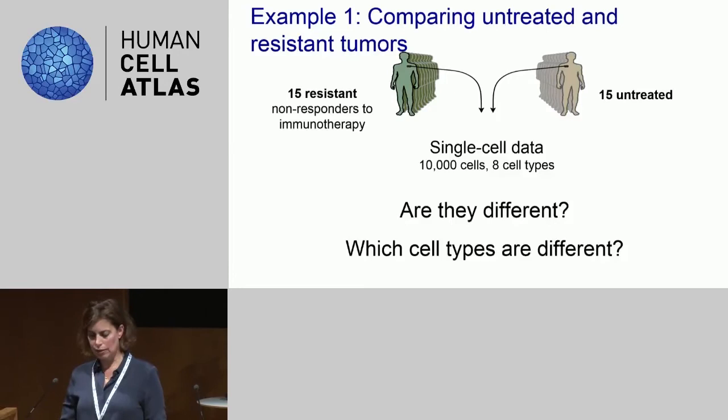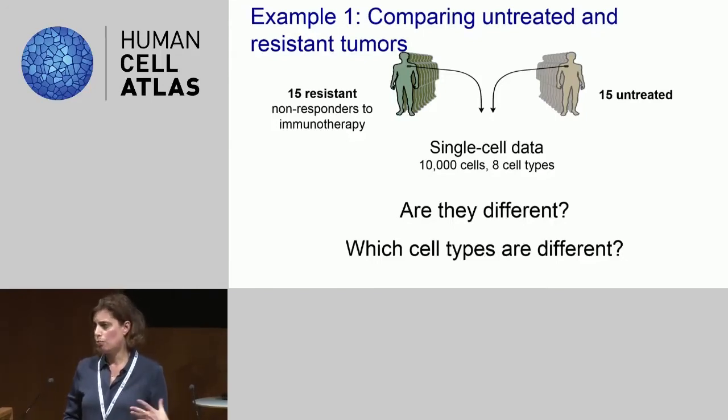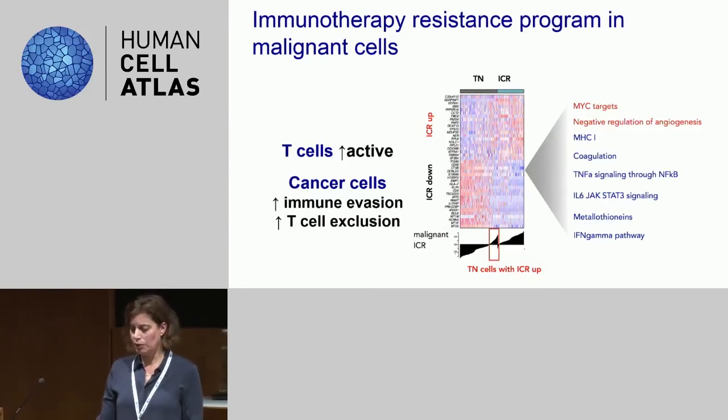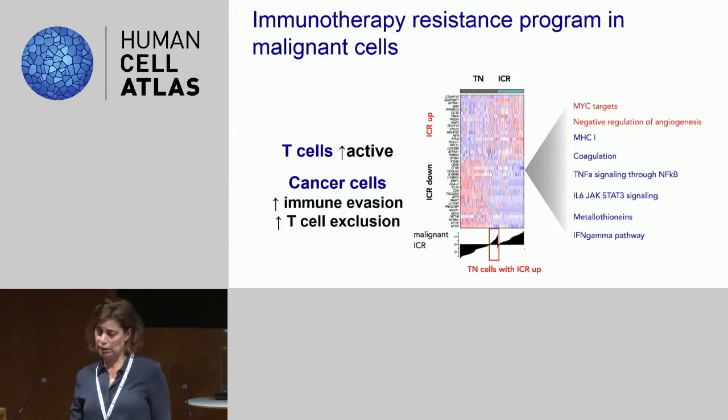We have about 10,000 cells and 8 cell types. And the first thing that we wanted to know is, are these 2 groups different, and which cell types specifically are different? So when we looked closely at that, we found that the T cells, which we initially thought would be very different between the 2, are actually active in the resistant patients. So, well, we didn't find anything with the T cells, so we then looked at the cancer cells. And we found that the cancer cells from the resistant patients have a very specific signature for immune evasion, and also for what we call T cell exclusion, where they don't let the T cells into the tumor.